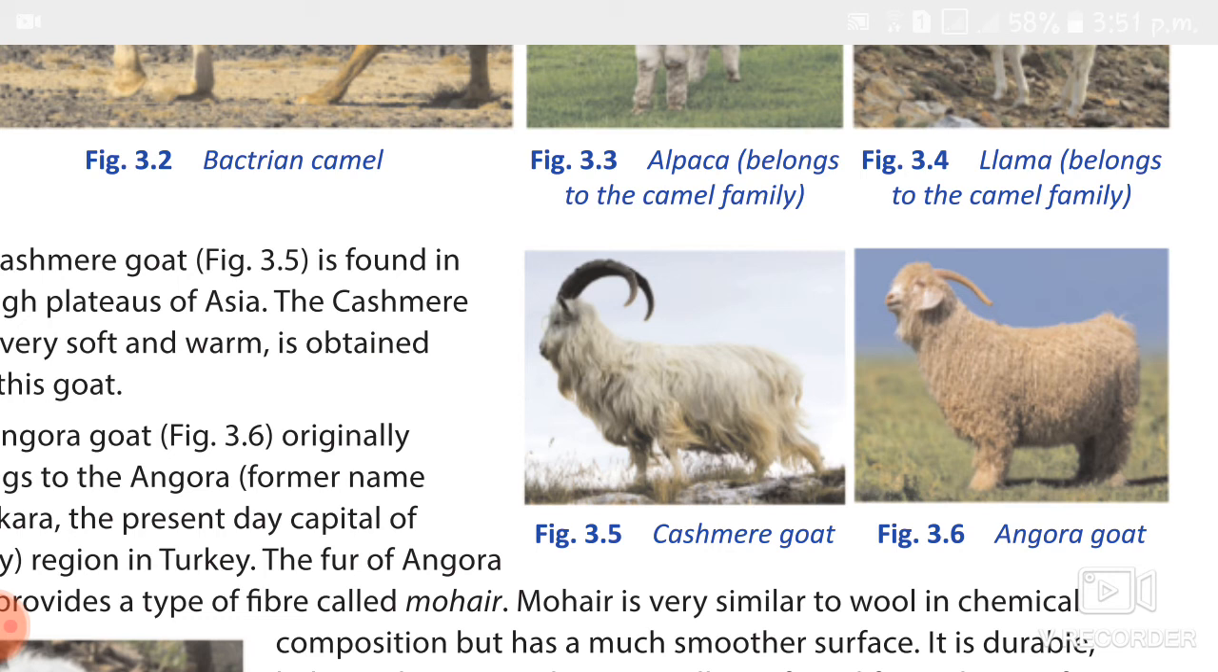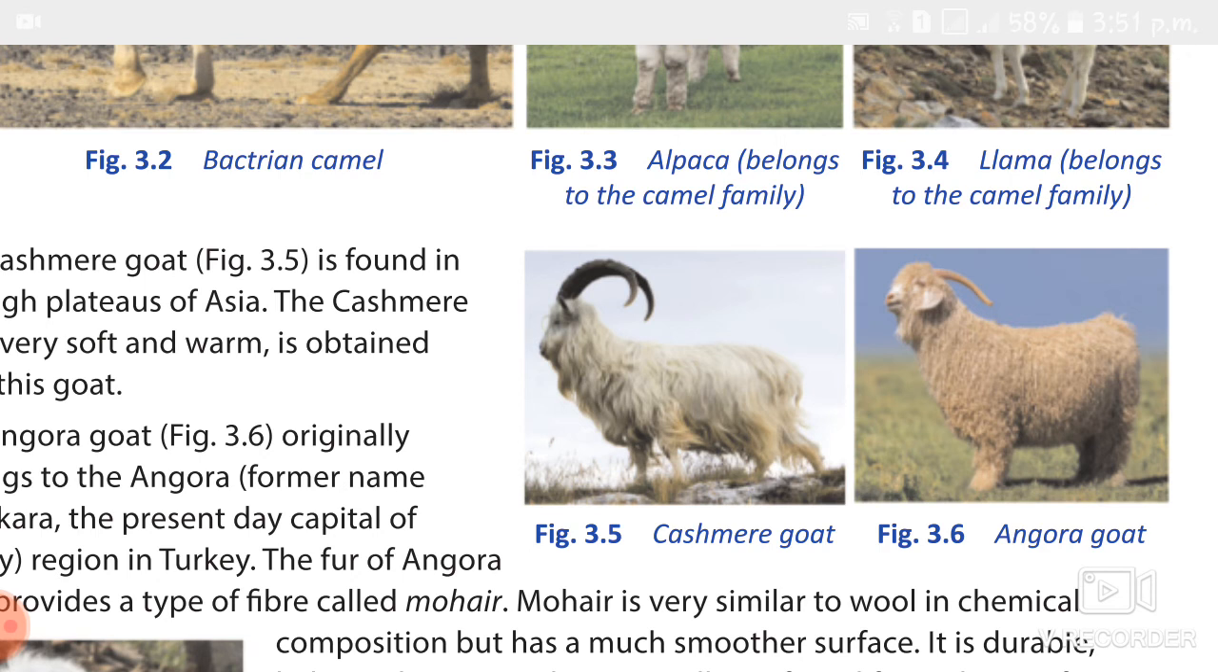Mohair. Mohair is similar to wool, but it has a smoother surface, and it is durable, light, and warm. It is used to make soft sweaters and coverings for furniture.